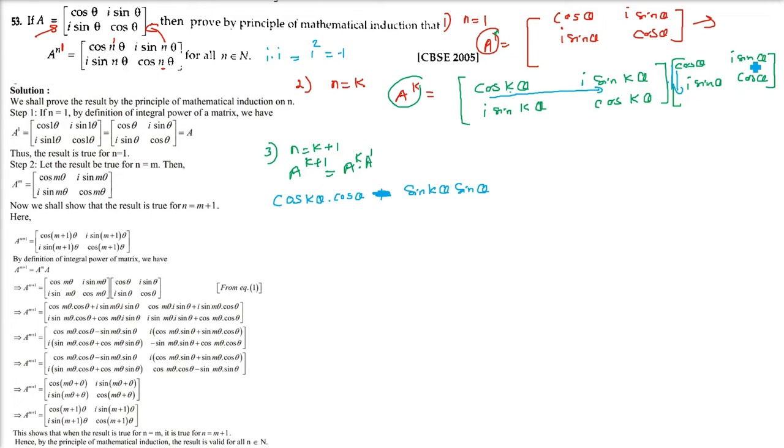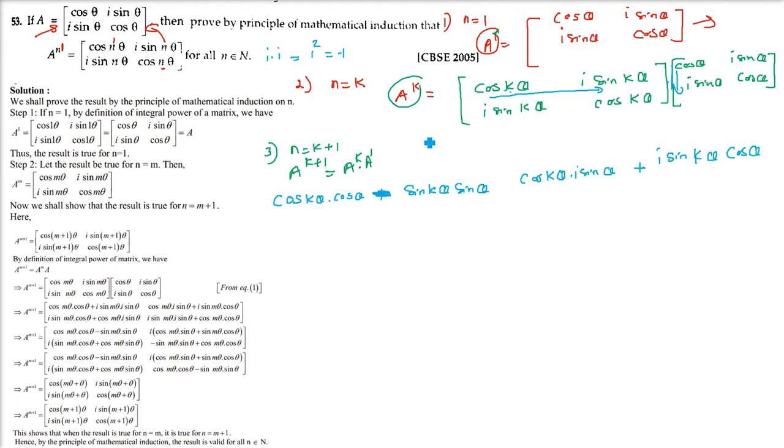Now this row with this column. Cos k theta into I sin theta. So just write it here. Cos k theta into I sin theta, plus I sin k theta into cos theta. So this is the second entry.